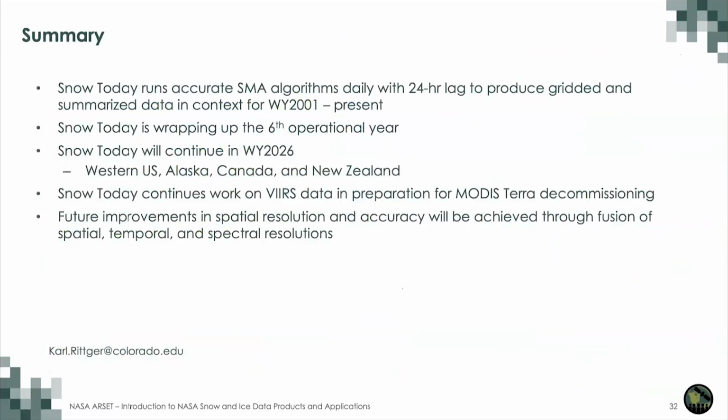In summary, Snow Today runs accurate SMA algorithms daily with a 24-hour lag to produce gridded and summarized data in context from water year 2001 to present. Snow Today is wrapping up its 6th year of operational production this year, and Snow Today will continue in water year 2026, hopefully producing data for a wider array of regions. Snow Today continues to work on VIIRS data in preparation for the MODIS Terra decommissioning, and future improvements in spatial resolution and accuracy will be achieved through the fusion of spatial, temporal, and spectral resolutions.